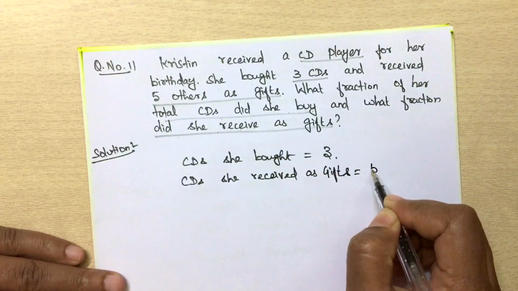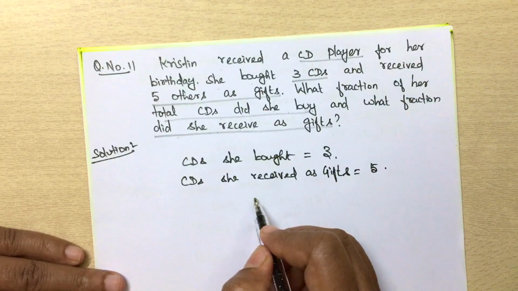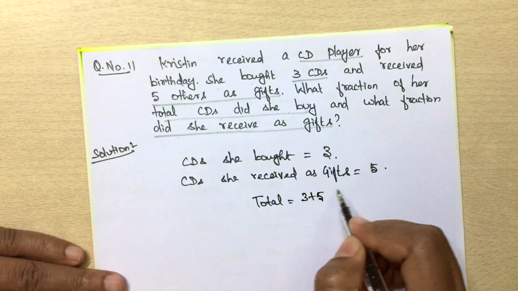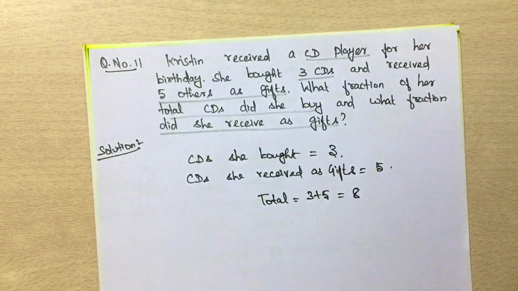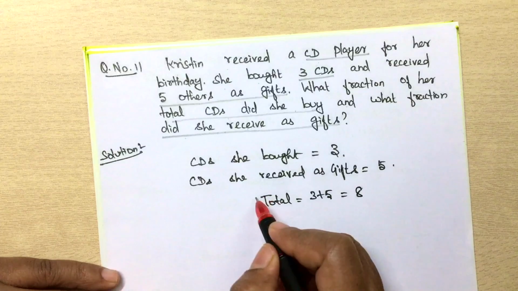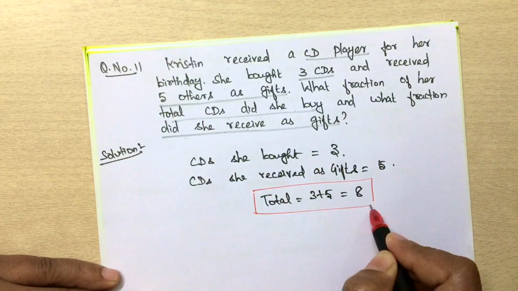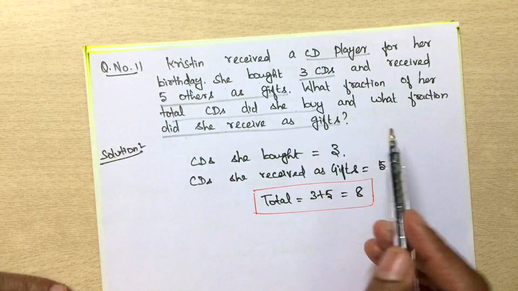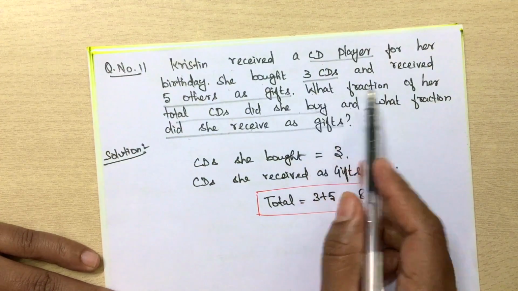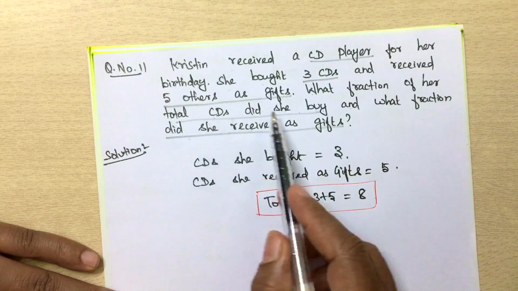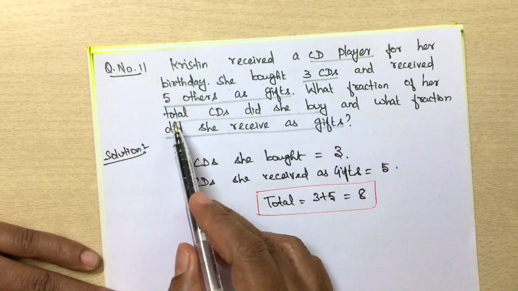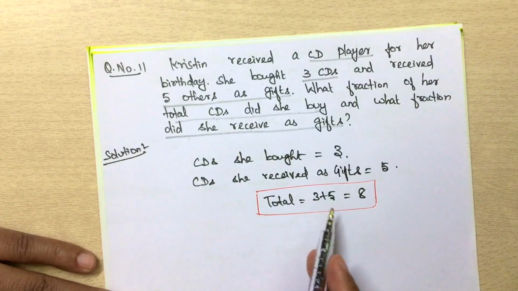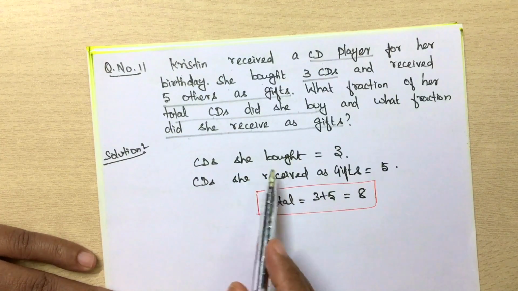It is 5. So how many CDs is she having now? Total is 3 plus 5, which is equal to 8. Now 8 is the total CDs she is having. So this is going to be our denominator. Now we have to find 2 fractions. One is for the fraction of her total CDs. What fraction of her total CDs did she buy? So first of all, you have to find the fraction for the CDs which she has bought.